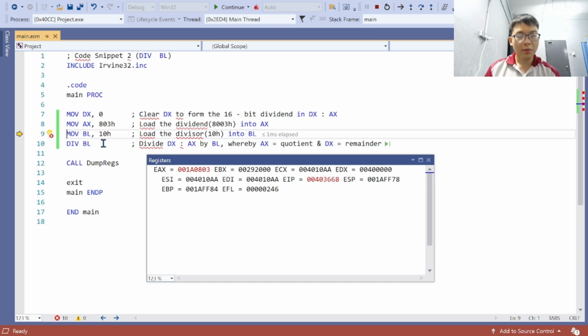And the third line is move 10 into bl. And after executing this line, the bl becomes 10. And the fourth line is divide the ax by bl. And after executing this line, the ax becomes 0380, and the AL is the quotient, which is 80, and the AH is 03, which is the remainder.